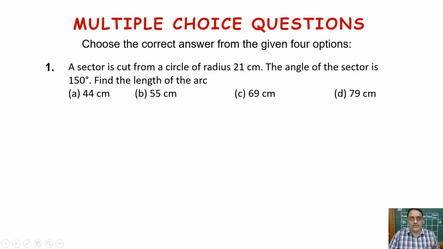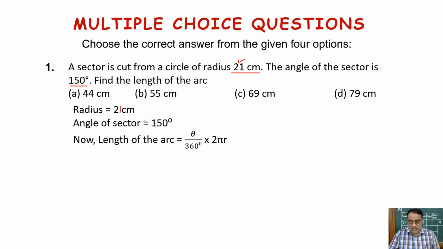A sector is cut from a circle of radius 21 centimeter, and the angle of the sector is 150 degree. Find the length of the arc. So the radius is given 21 centimeter and the value of theta is given 150 degree. What is the formula for length of the arc? Theta upon 360 into 2 pi r. Very good. So we'll substitute the value of theta, that is 150, and pi is 22 by 7 and r is 21.